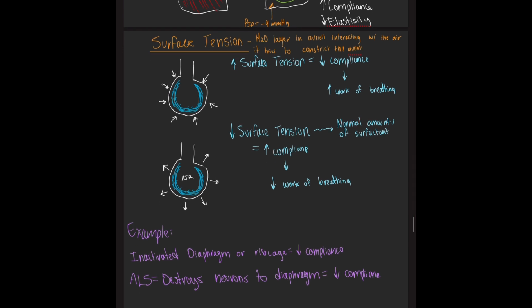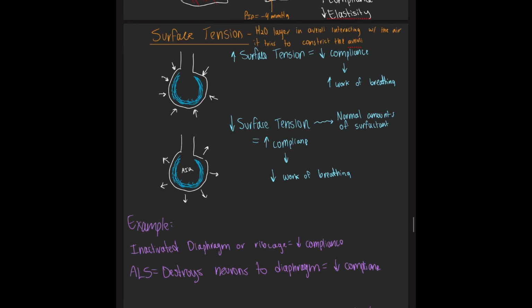Okay, let's get into surface tension. Surface tension is the water layer in our alveoli that interacts with the air. It works really hard to constrict the alveoli. It wants the alveoli to collapse, right? To shrink, to move inwards like so.